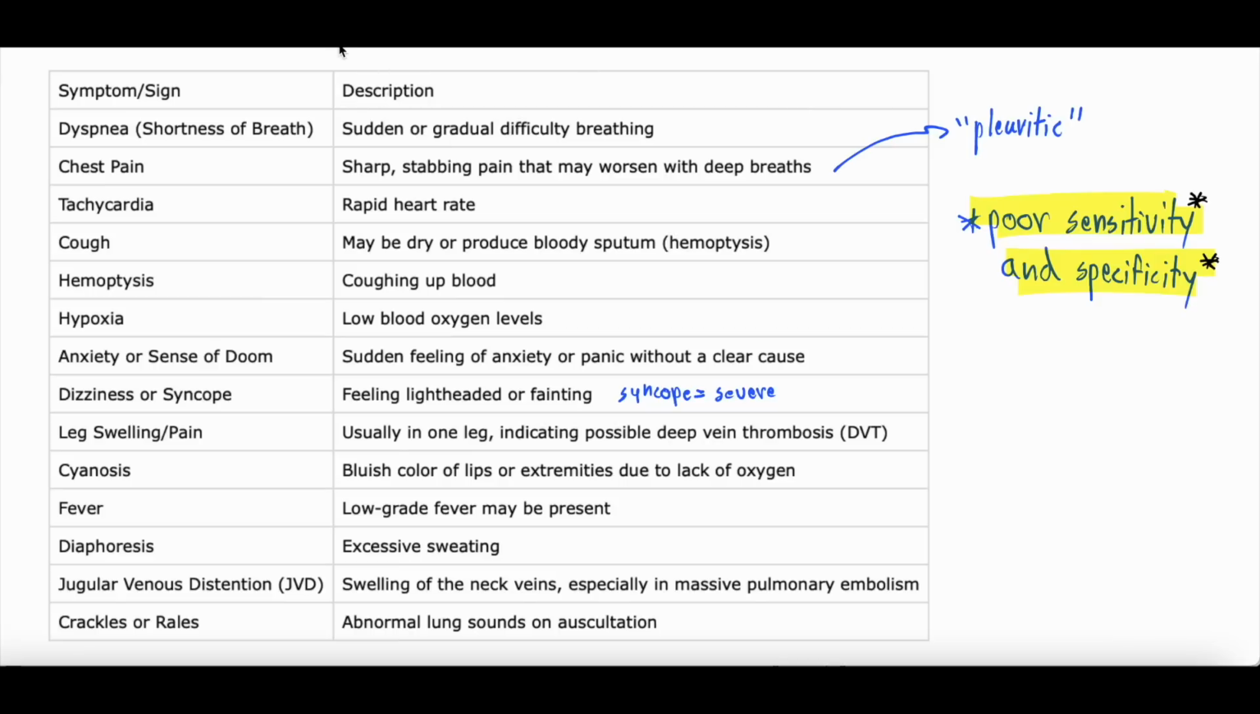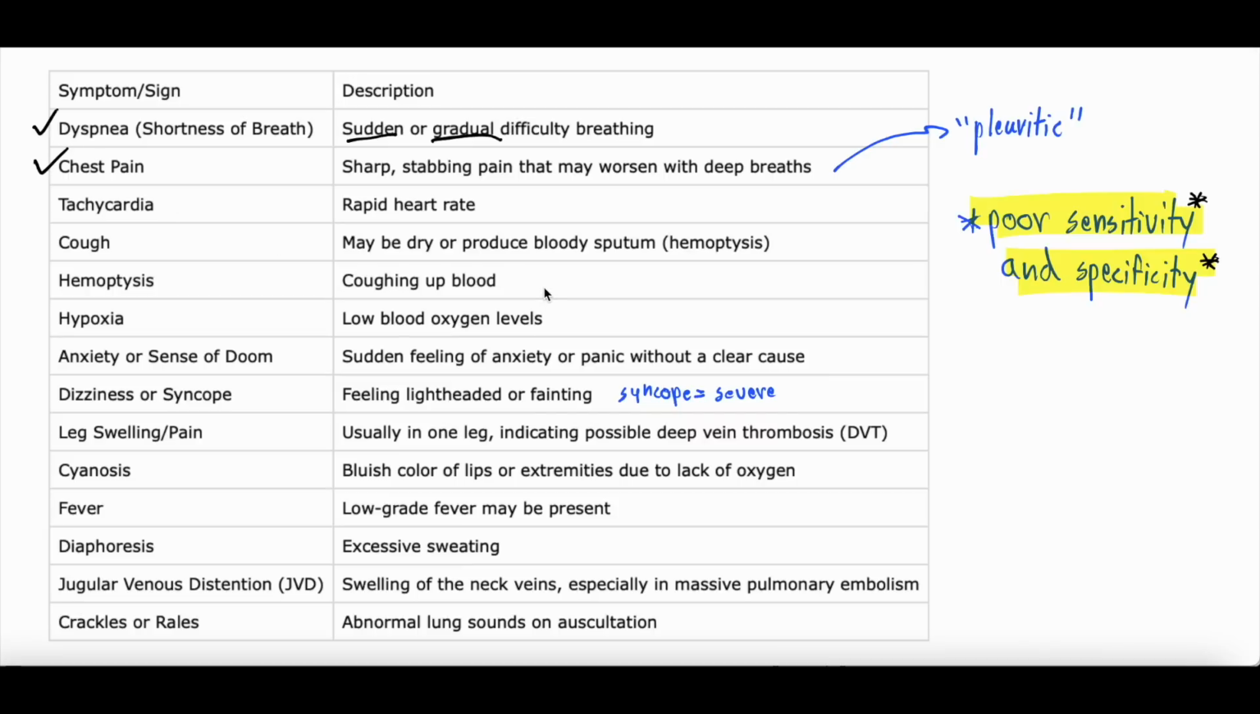But all of these can be associated with pulmonary embolism. So shortness of breath or dyspnea. This can be sudden in onset, where it just comes in like snap of the fingers, or it can be gradual in onset. We see this in hospitals. Sometimes people are like, just out of nowhere, 2 hours ago, I just couldn't breathe. And other people are like, oh, 2 weeks, gradually over time, I've had worsening difficulty breathing.